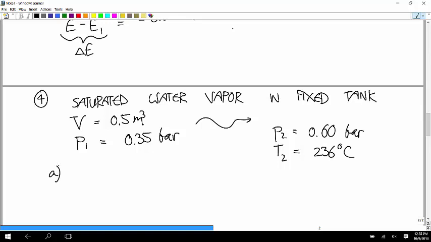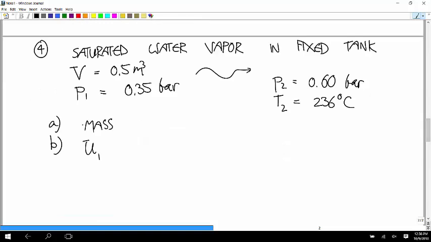And we want to find, first, the mass of the water vapor. Second, what's the internal energy at the first state? And it asks for the total internal energy, not the specific internal energy. So we're going to have to use the mass of the vapor to calculate U1. Then interpolate to find the final internal energy.